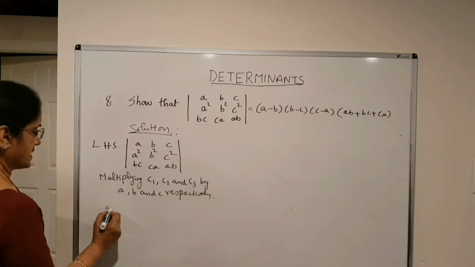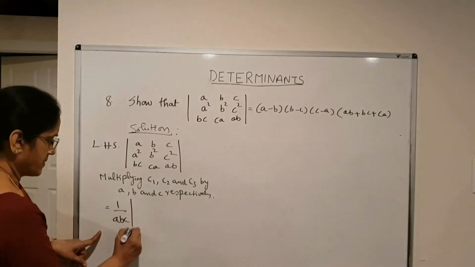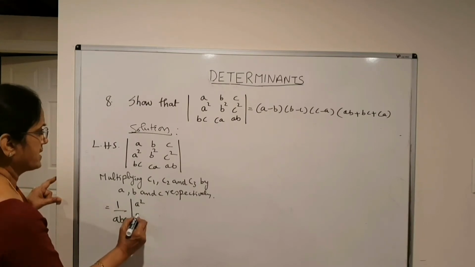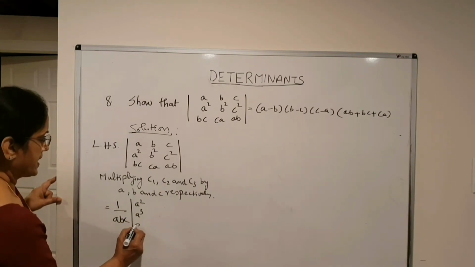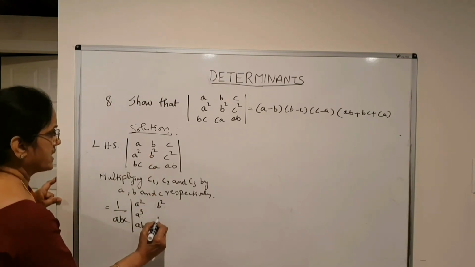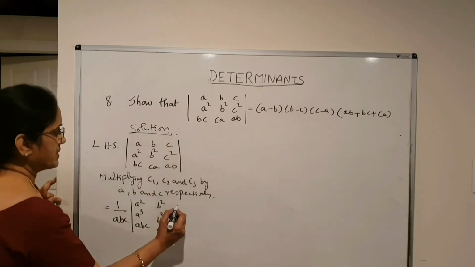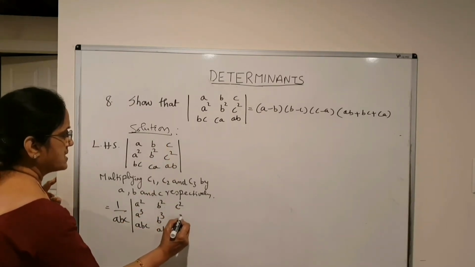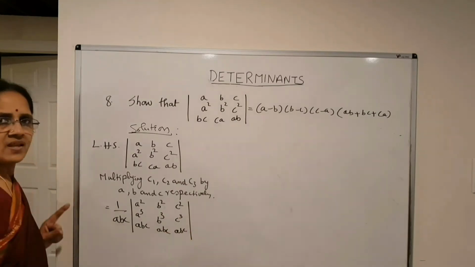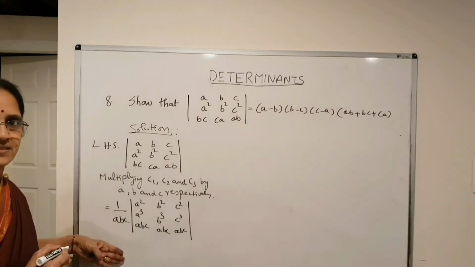I get LHS as 1 by ABC into the determinant. What will I be getting here? First column will become A square, A cube, A, B, C. Second column will become B square, B cube, A, B, C. Third column will become C square, C cube, A, B, C. Now I can take out A, B, C from R3.